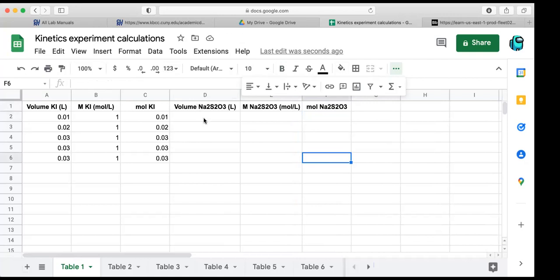Okay, so now we want to have our numbers here for the sodium thiosulfate. You go back to chart 1, and for sodium thiosulfate, it's the same every time. It's 25 milliliters.